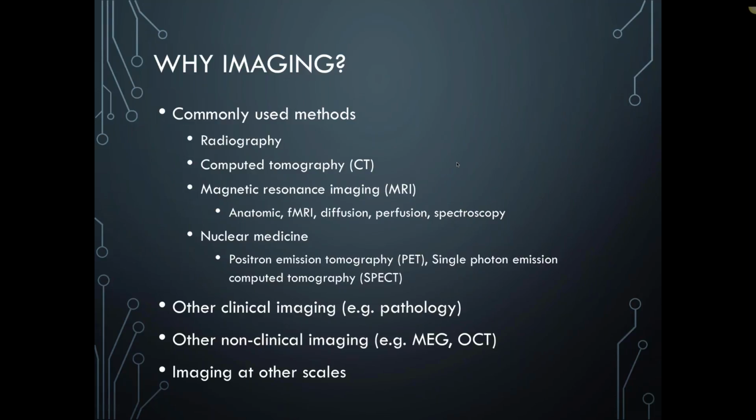There's other kinds of clinical imaging, of course, things like pathology, and those tend to have different informatics requirements, and of course they're very important, but a little out of scope for today's talk. And then there's a lot of non-clinical kinds of imaging like MEG and OCT, which again are very important and may eventually become clinical modalities, but currently are largely not, and therefore a lot of the informatics infrastructure is quite different. And of course, there's lots of other kinds of imaging at other scales that again require other kinds of informatics capabilities.